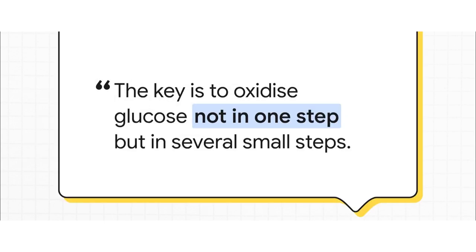So what's the summary of the whole chapter? It's this quote right here. The key is to oxidize glucose, not in one single blast, but in several small, controlled steps, so that the maximum energy can be captured in the form of ATP.